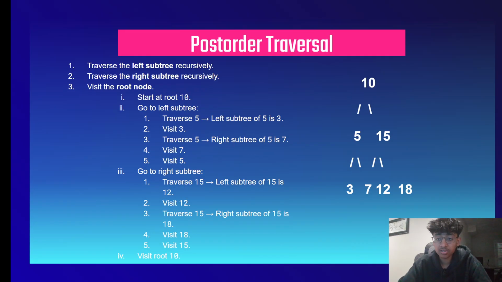Now let's look at post-order traversal. So post-order traversal follows the left to right to root sequence. First it would recursively traverse the left subtree, then it would recursively traverse the right subtree, and finally it would visit the root node. This traversal is useful in deleting trees and evaluating mathematical expressions. The time complexity for this is O(n).